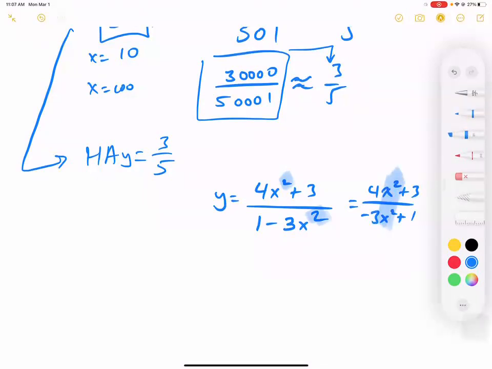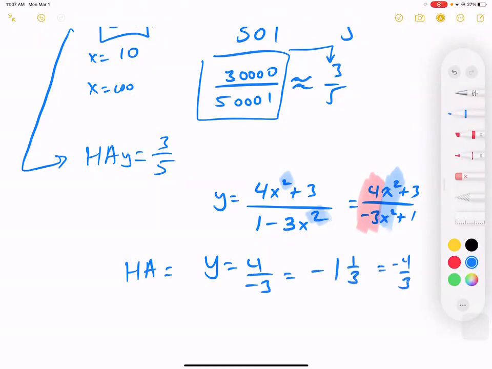So what's my horizontal asymptote? Horizontal asymptote is just 4 divided by -3. Y is equal to, my horizontal asymptote is equal to 4 over -3, or -1/3. Or you know what, you can just leave it as -4 over 3. But I want to make sure you guys can see that because I'm going to graph this right now.